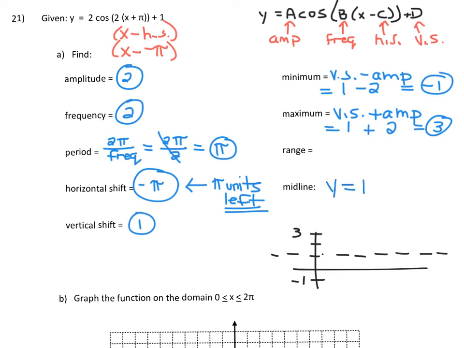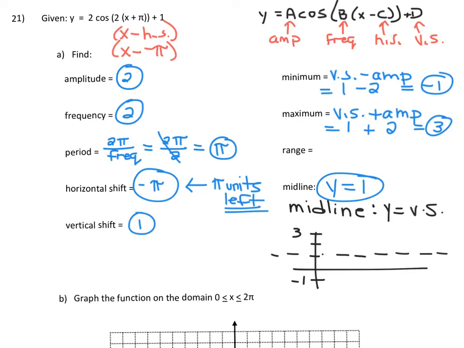And if you want, we said on the previous page, the midline is just y equals whatever your vertical shift is. Okay, so our vertical shift is 1.